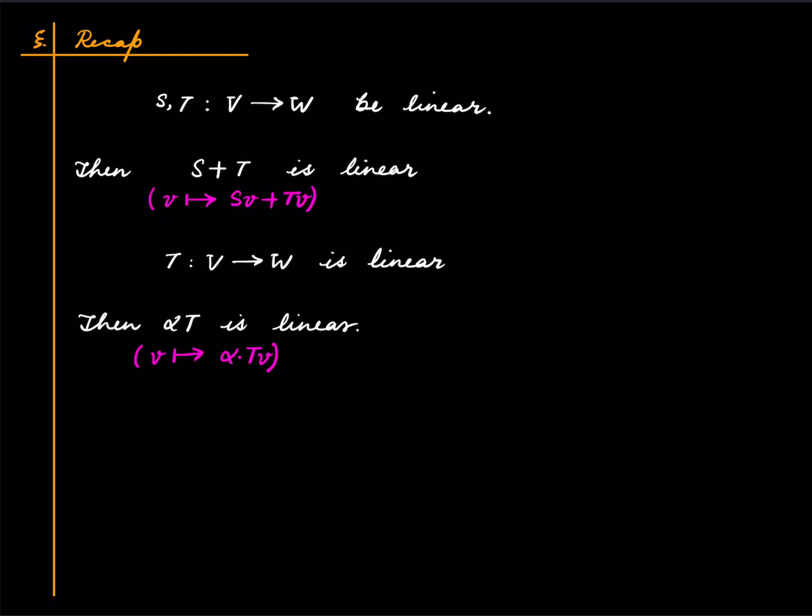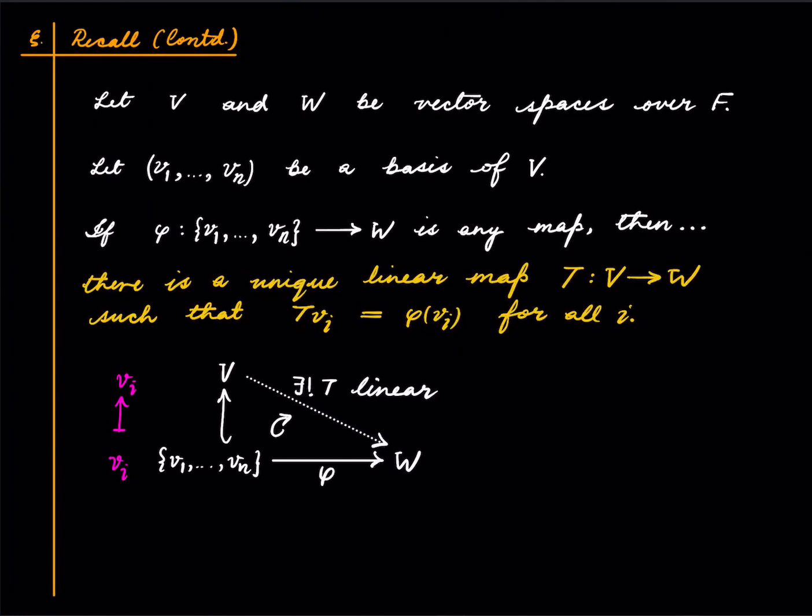All right. Another important thing that we need to discuss is the following. Let V and W be vector spaces over a field F. Let this be a basis of V. And now if phi is any map from the set whose vectors are precisely the basis vectors, the basis chosen, if phi is any map, then there is a unique linear map T from V to W, which behaves the same as phi on the basis vectors.